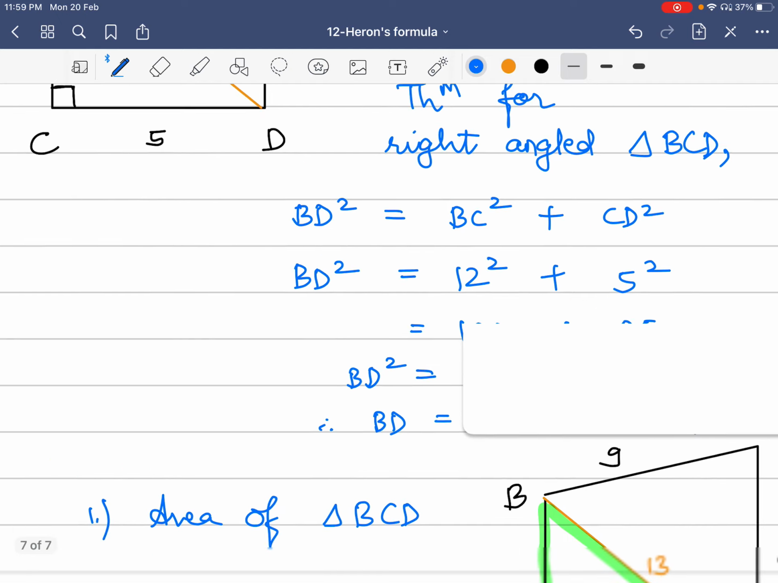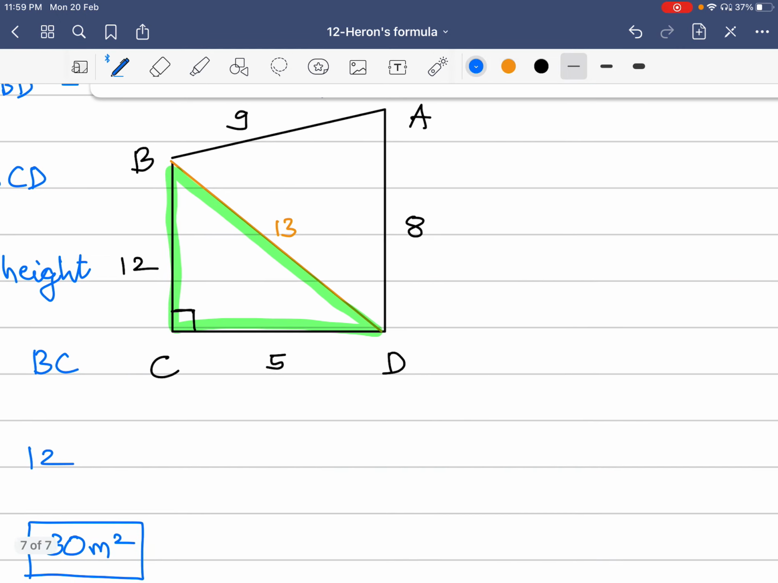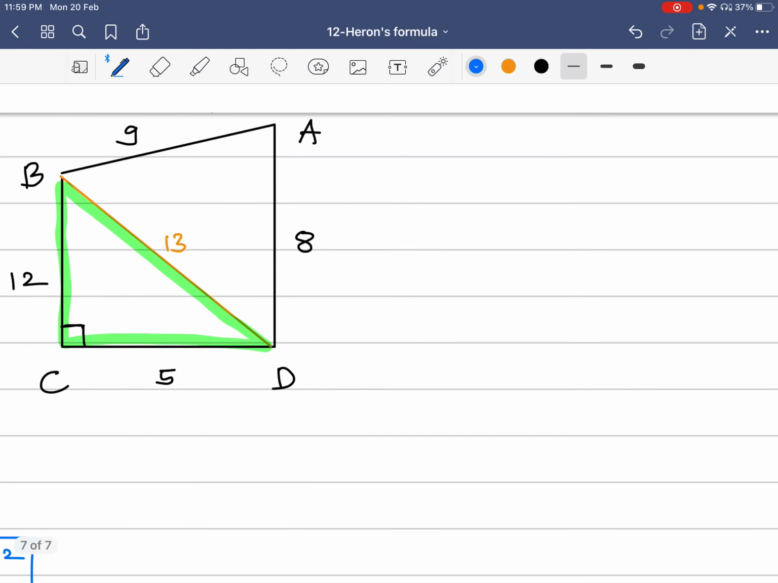Okay, now let's go ahead and focus on the other triangle, which is ABD. So once again, let's get rid of this. Okay, now let's highlight the triangle ABD. Now for this triangle ABD, we cannot use the formula half into base into height because we don't know the height, the measure of the altitude for the triangle. So we have to use Heron's formula.